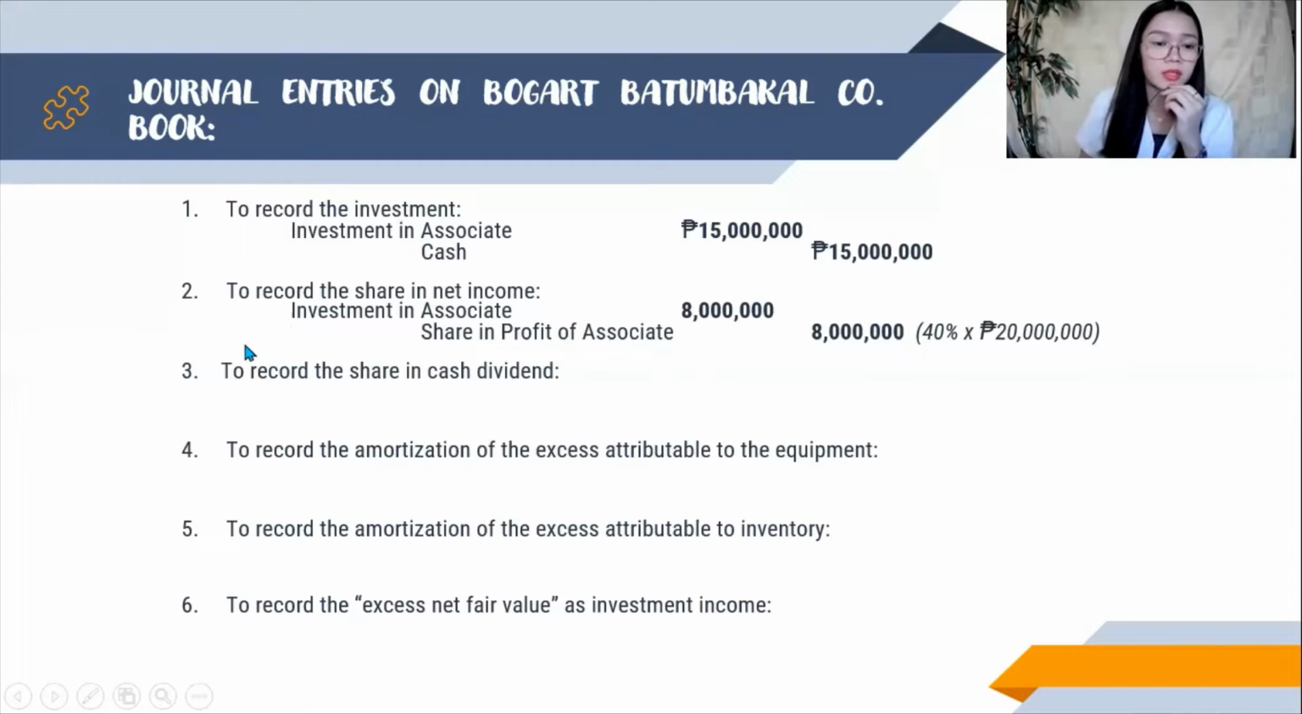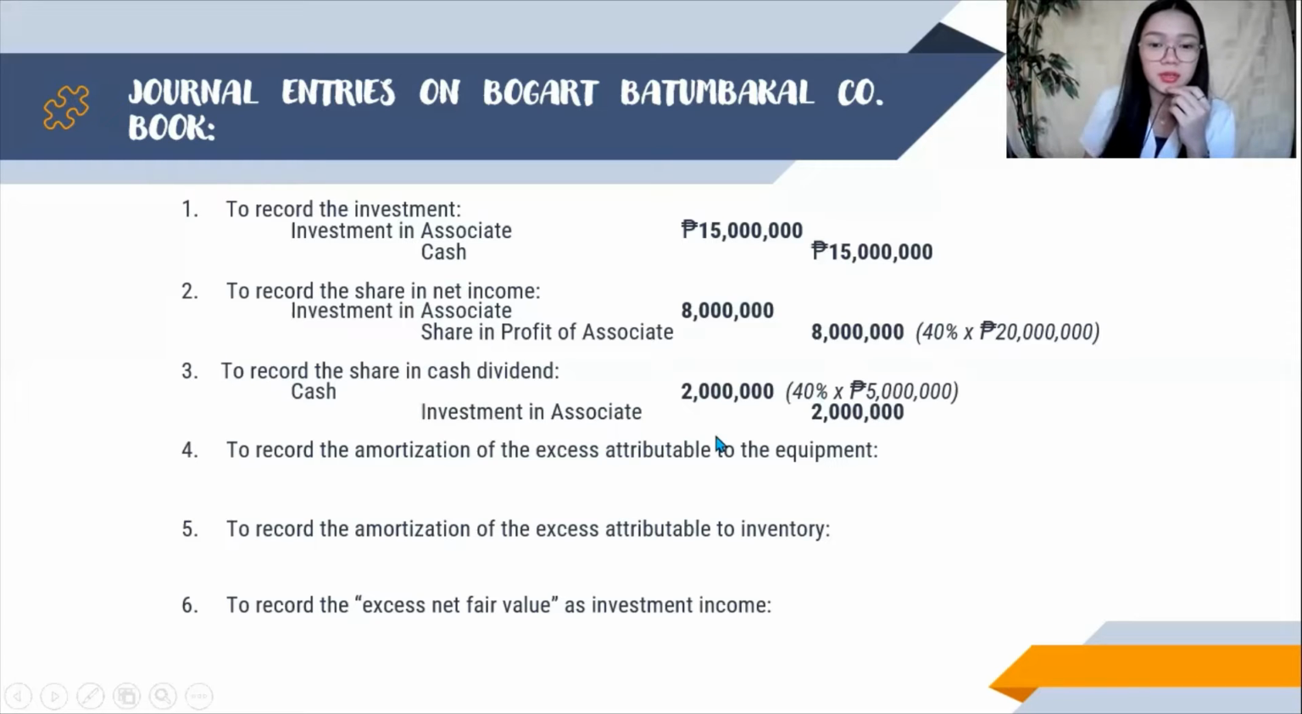So, to record naman yung share in cash dividend na dineclared at binayaran ni Jogras Di Magiba, magkano na yun? It's 5 million, di ba? We credit cash. So, 5 million yun, yung cash dividend na binayaran ni Jogras Di Magiba. So, i-times lang natin sa ating share. So, we have 2 million. And we credit, babawasan natin investment in associate natin ng 2 million.